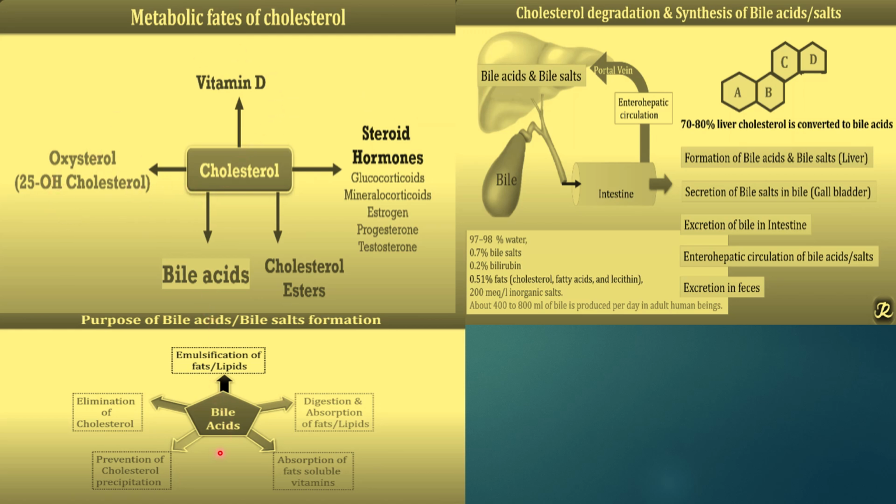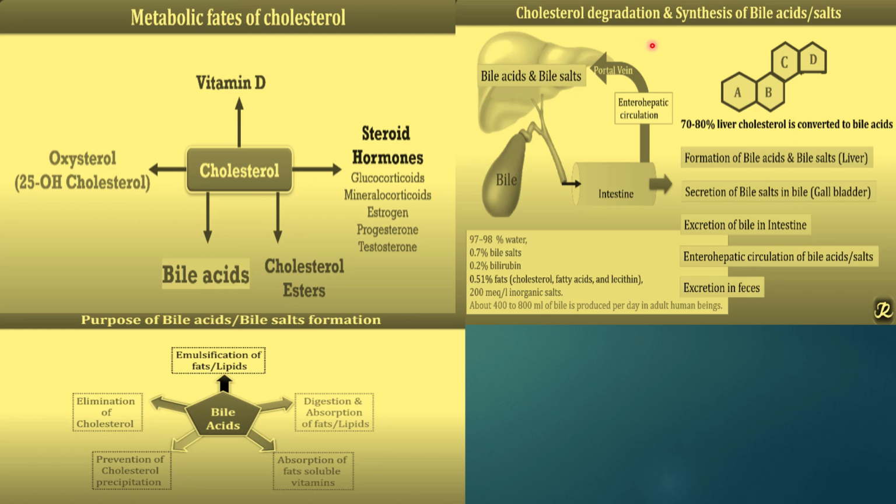Then this is the view of important uses of bile acid. Bile acid is important for emulsification of fats or lipids, digestion and absorption of fats, then absorption of fat soluble vitamins, prevention of cholesterol precipitation, and then elimination of cholesterol. So these are the various uses of bile salts.